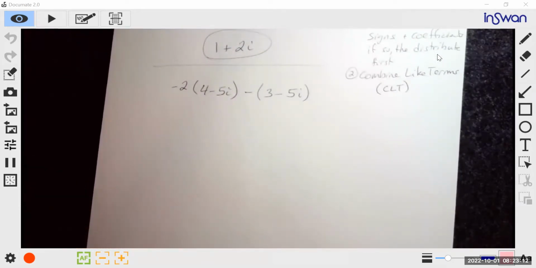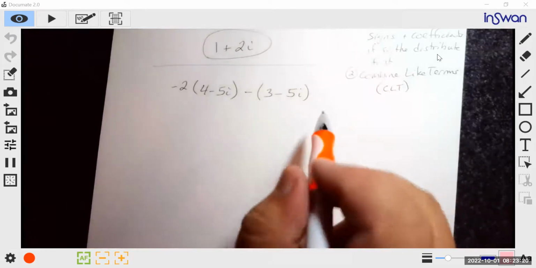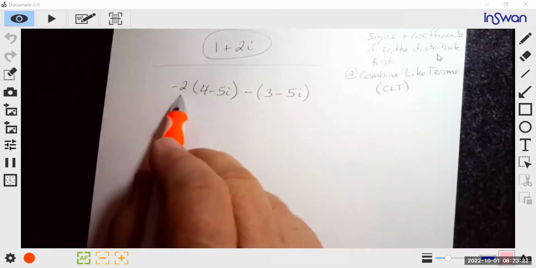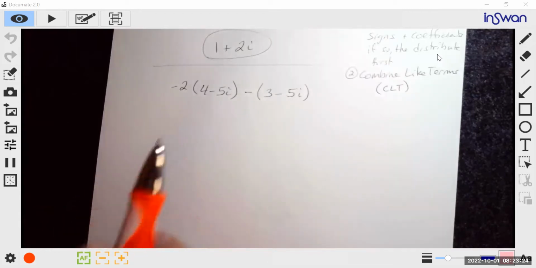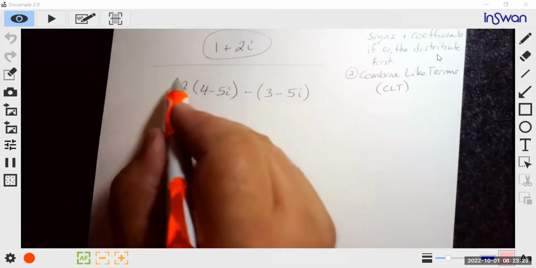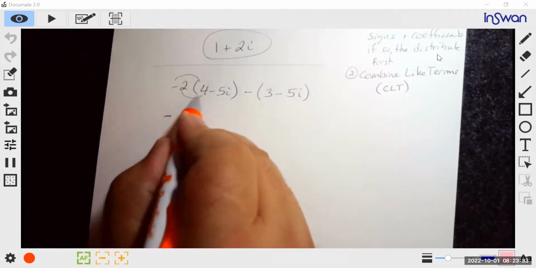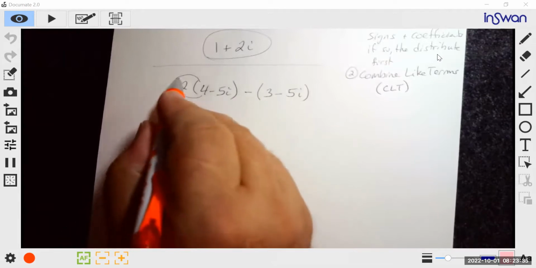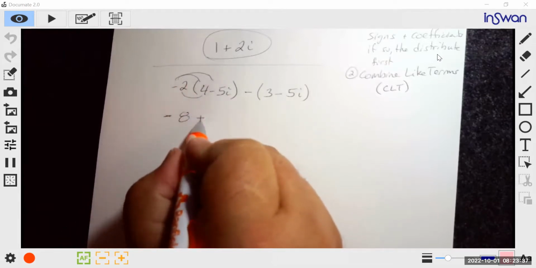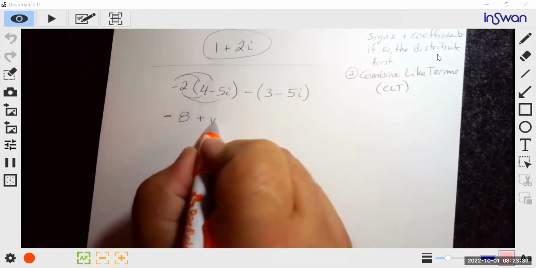Right, now we have coefficients and negative signs in front of the parenthesis. So first step, we remove parentheses. We can't do anything inside there, so we have to distribute. Remember, try to keep your signs and your numbers separate. Negative times positive is a negative. 2 times 4 is 8. Negative times negative is a positive. 2 times 5 is 10.